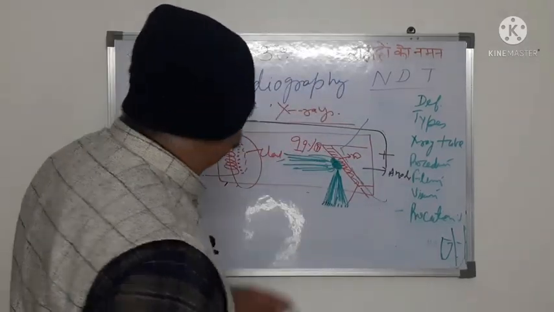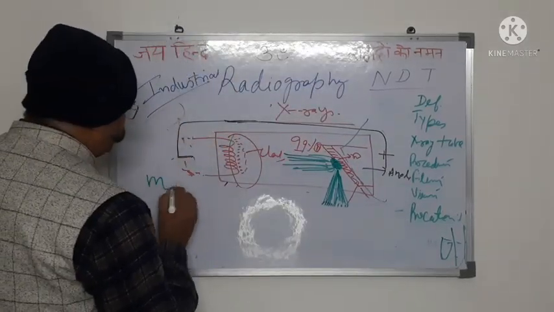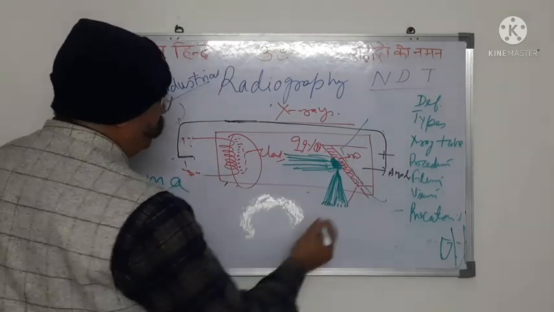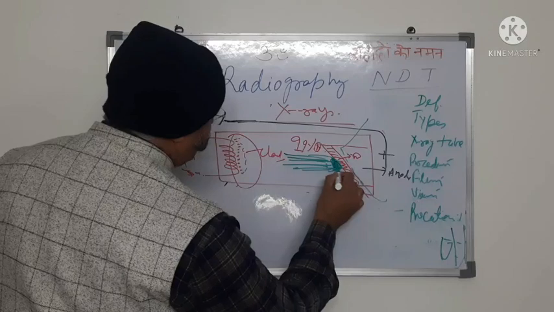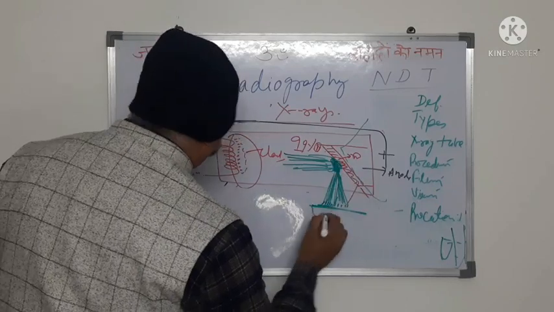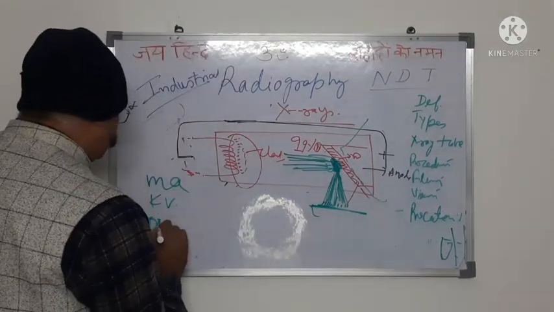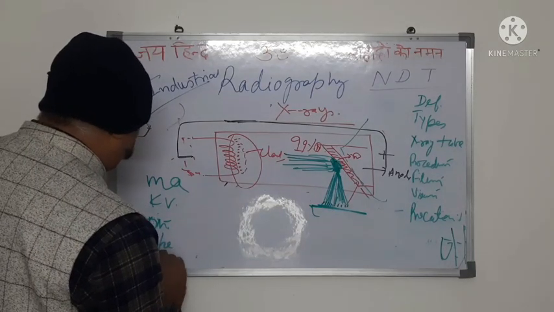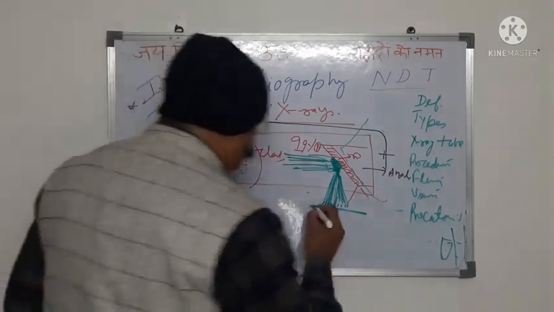In correct radiography, these milliamperes, the potential difference, that is kV, the distance between the X-ray source and the object, the type of film and the timing matter. Now coming to the timing.